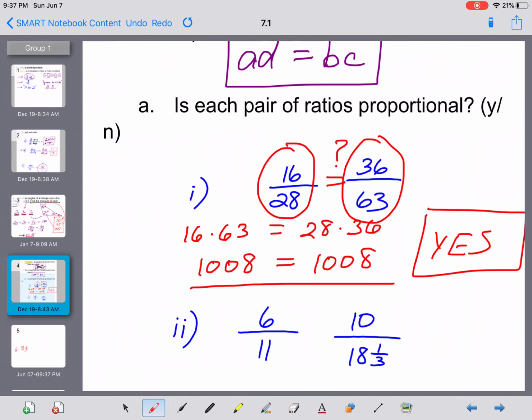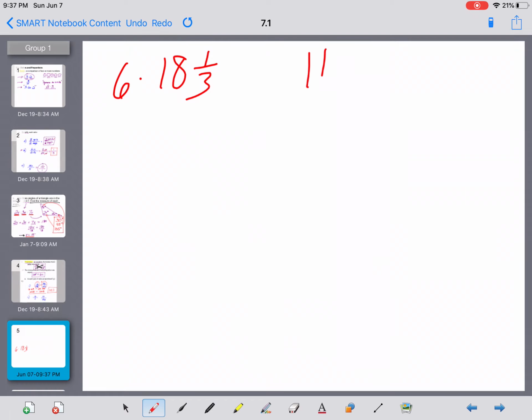And the second cross product comes from multiplying the 11 times the 10. All right, so 11 times 10 is going to go right here. That right side looks a lot easier. The 11 times 10, just stick a 0 after the 11, and you're going to get 110 on the right side. On the left side, the 18 and 1/3 times 6.